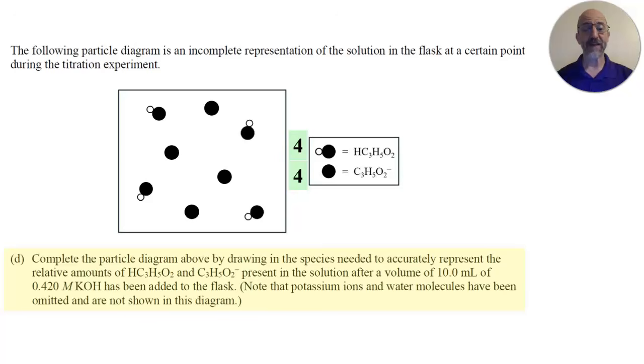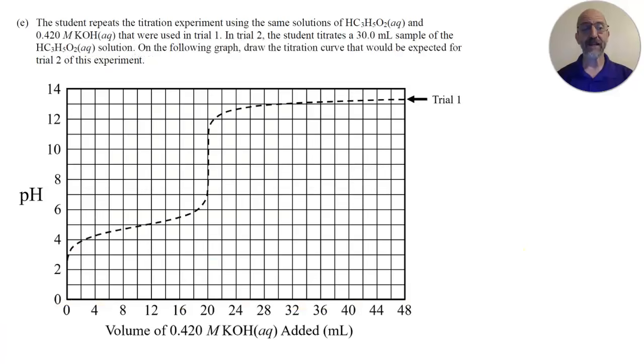Now, at this point, I have the same number of molecules of HA as A minus, so the answer to part D has now been completed. Okay, there's one more part of question 9, and this time we have to sketch a titration curve. So it says in part E, the student repeats the titration experiment. They use the same solutions of propanoic acid and 0.420 molar potassium hydroxide that was used in trial 1.